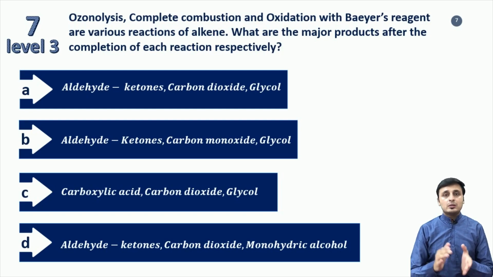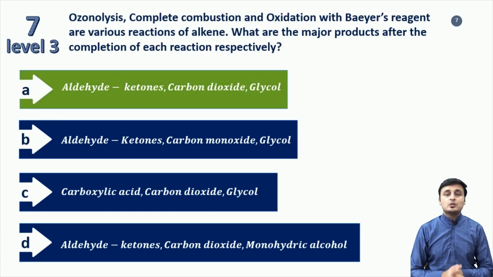Now when we talk about the complete combustion reaction of alkene, it will produce carbon dioxide and water. In fact, complete combustion of any hydrocarbon will produce carbon dioxide and water, while incomplete combustion may produce carbon monoxide or carbon itself. When we talk about oxidation with Baeyer's reagent, it will produce a glycol molecule, that is, two hydroxyl groups present on neighboring carbons. So the correct set of answers is in option A, that is aldehyde ketones, carbon dioxide and glycol, and the correct answer for this question is option A.